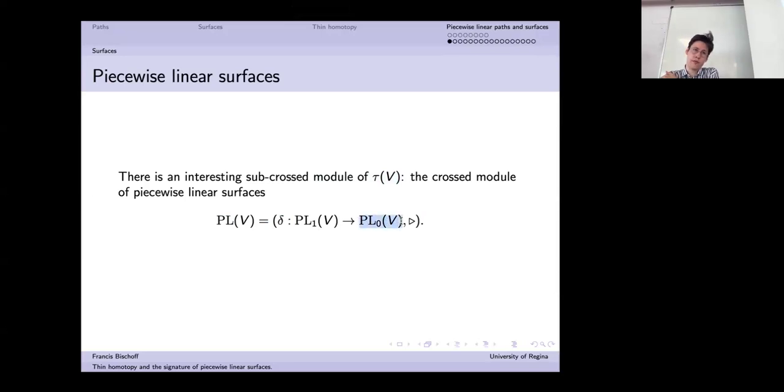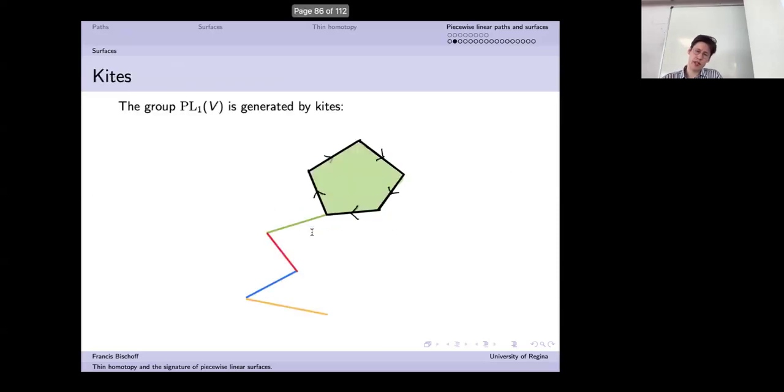So this group is just the group that I just talked about, piecewise linear paths. So I need to describe this group here, the group of surfaces. Just so that I remember correctly, PL0V is piecewise linear paths mod translation. Yeah, exactly. So now this will be surfaces. And this is a group, and the way that you should think of it is generated by pictures like this, what I'm calling kites. It's a little surface that lives in a plane, and then it has some sort of tail path attached to it.